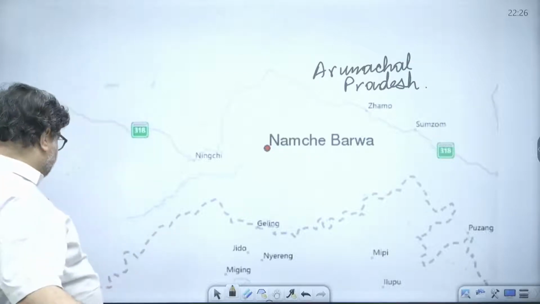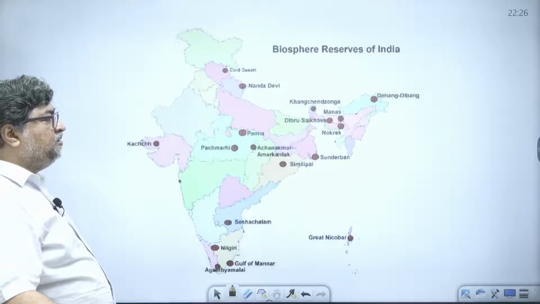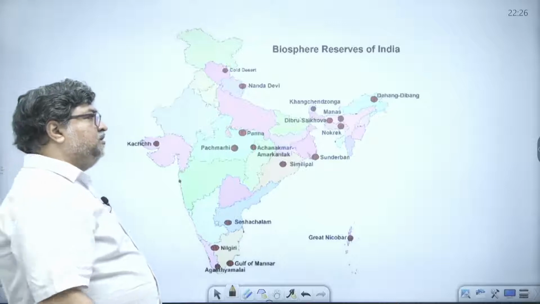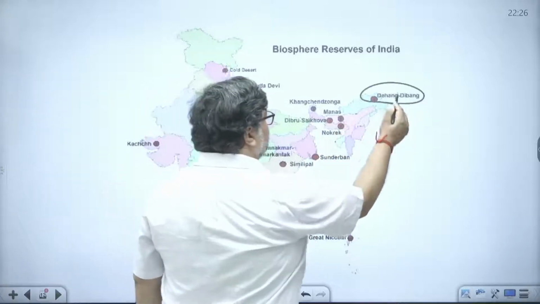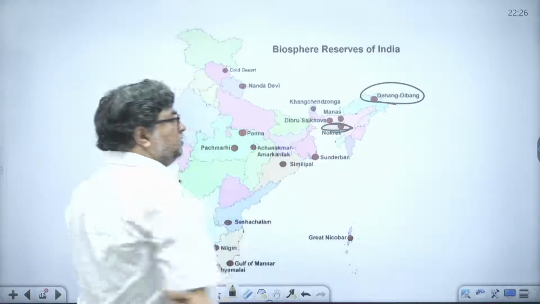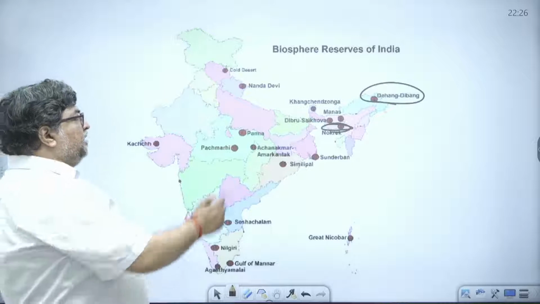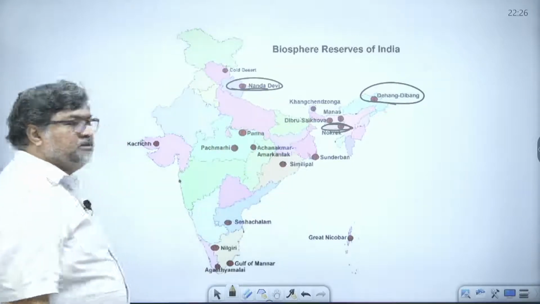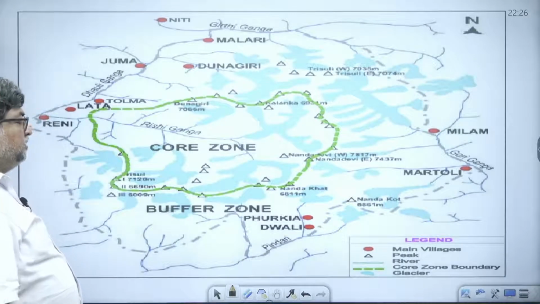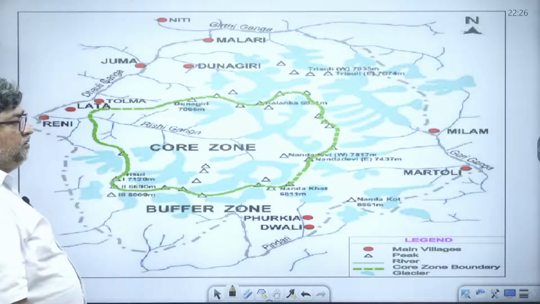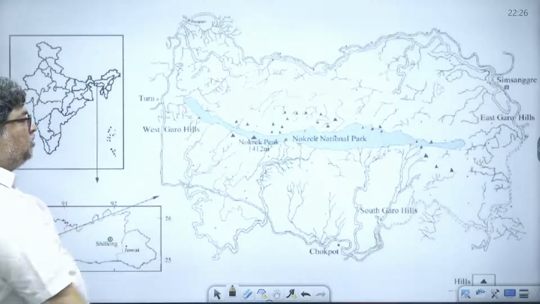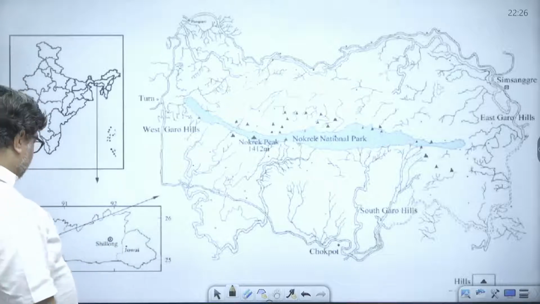Then coming to this one, biosphere reserves in India. We have 18 biosphere reserves in India. Out of 18 biosphere reserves, you'll find Dihang Dibang. That is a part of the Namcha Barwa. Nokrek is here, Meghalaya. And Nanda Devi is here, Uttarakhand, Kumaon Hills. Now moving on, this is the area of Nanda Devi, Valley of Flowers National Park. Nokrek is in part of Garo Hills, West Garo Hills. That's what you have on the map here.